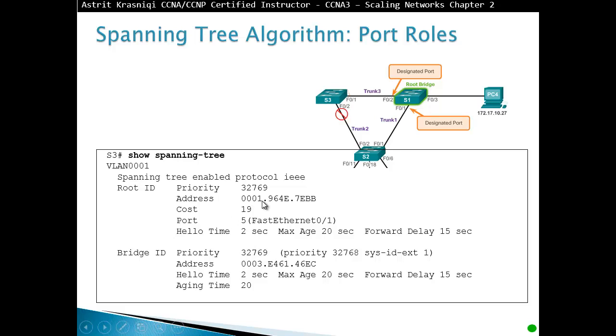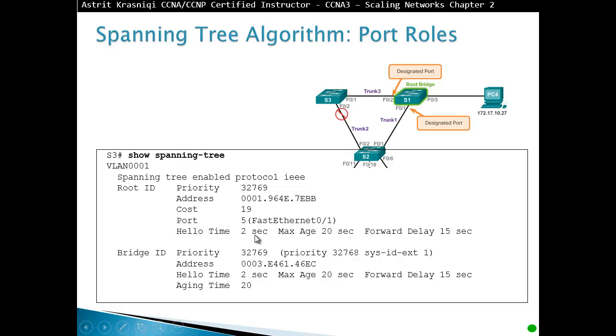When we compare the MAC address, the lower one is better. The root bridge MAC address was lower than our MAC address here when we ran this command. So that's why this is the root bridge. The cost is how much it costs us to get to the root bridge, which is 19. We're going to find out this is based on the bandwidth. And the port that we're going to use to get to the root bridge is FastEthernet 0/1.